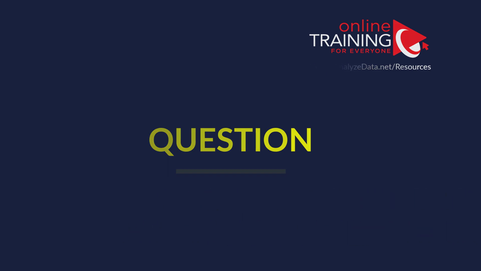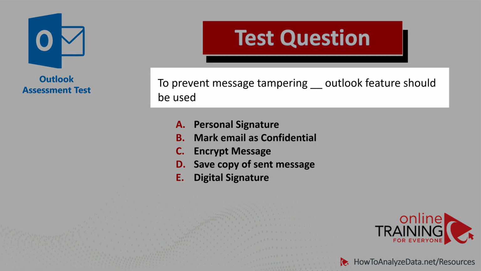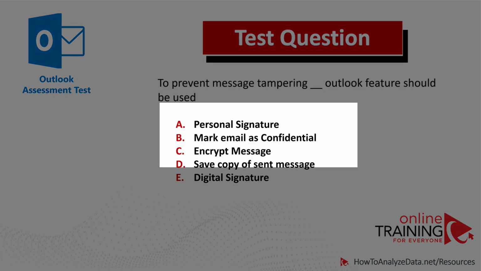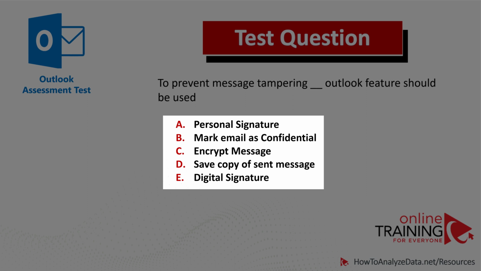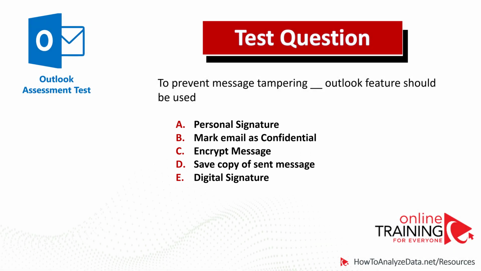Let's look at an assessment test question, which tests your knowledge of Outlook features and capabilities. To prevent message tampering, the following Outlook features should be used. Choice A, personal signature. Choice B, mark email as confidential. Choice C, encrypt the message. Choice D, save a copy of the sent message. Choice E, digital signature. Do you think you know the answer? Let's see how we can solve this challenge together.